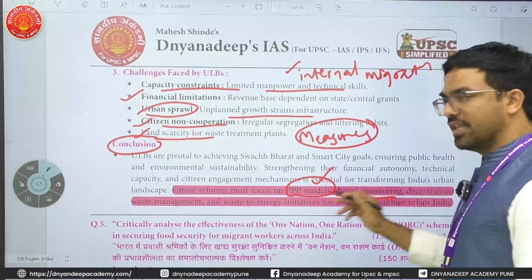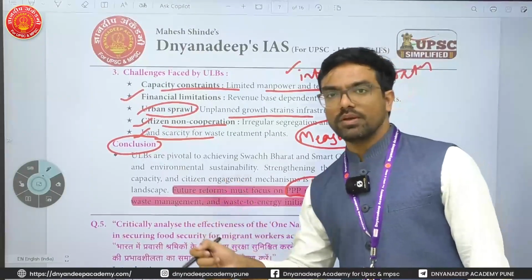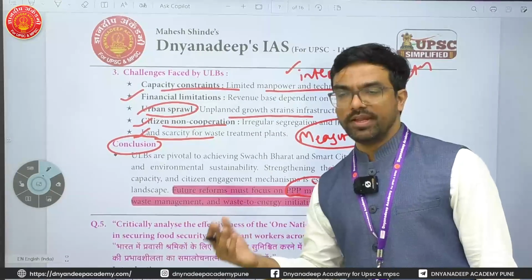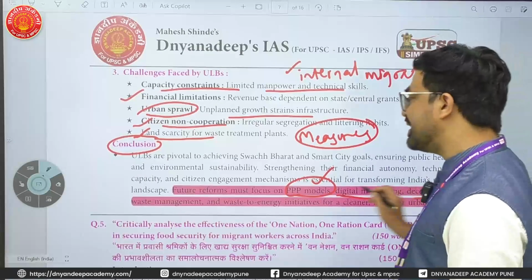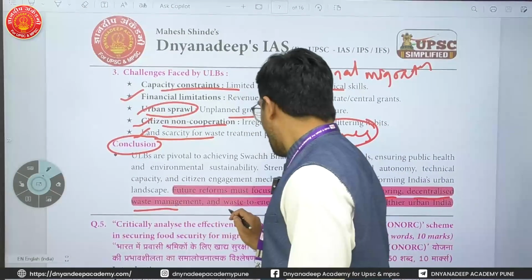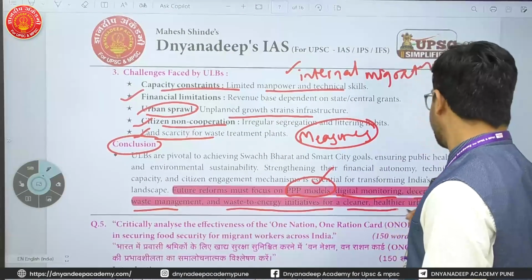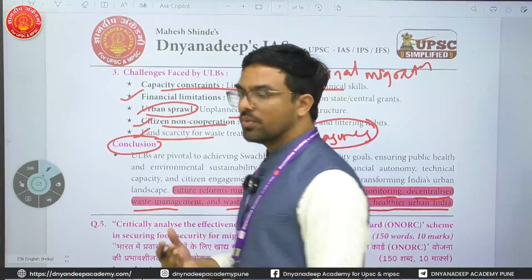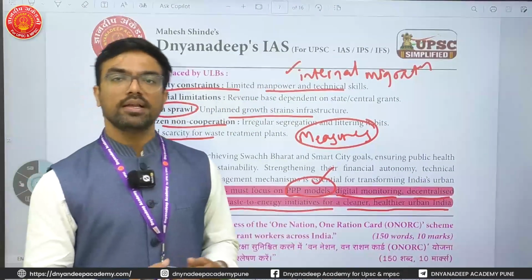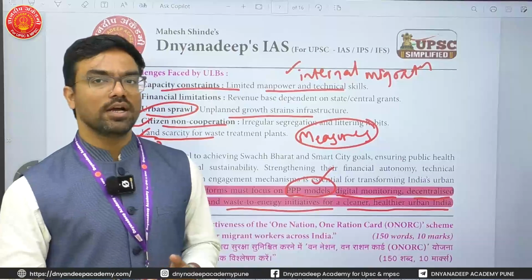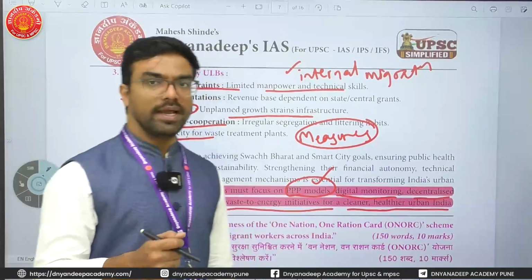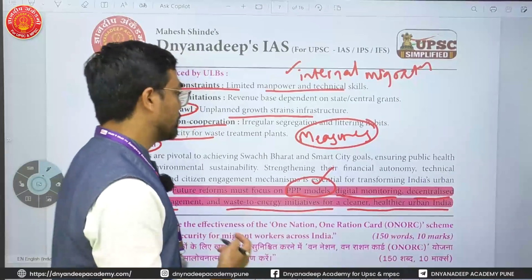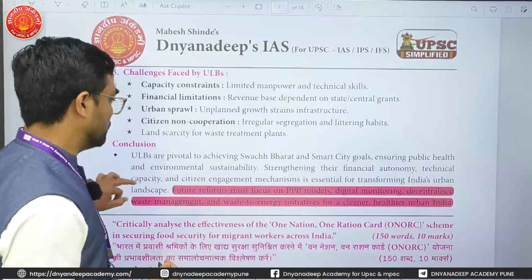Digital monitoring, that is tracking of the vans, the vehicles which are carrying waste. Digital monitoring, decentralized waste management, and waste to energy initiatives for cleaner and healthier urban India. So these measures should be taken, and after taking these measures, urban local bodies can ensure effective solid waste management and provide sanitary services. So this should be the balanced conclusion.